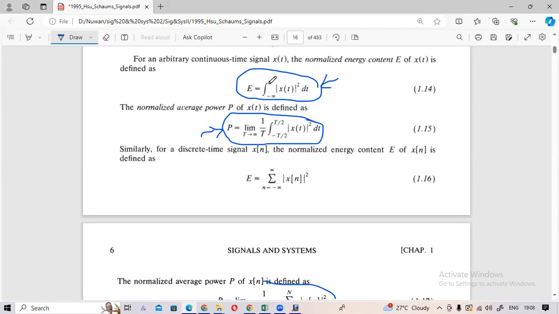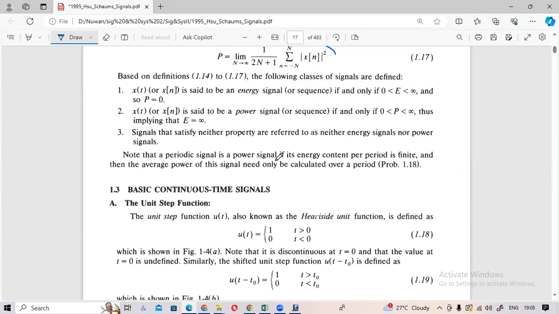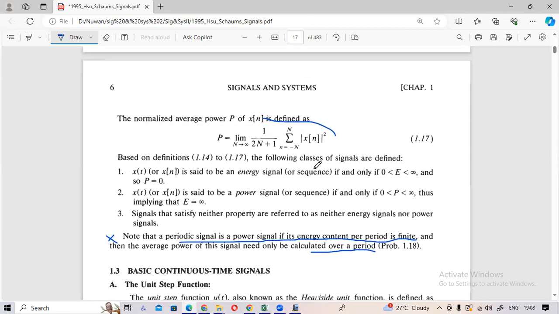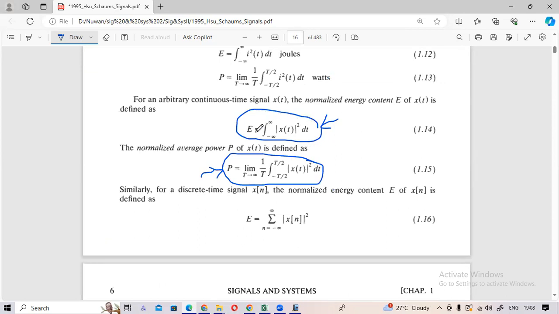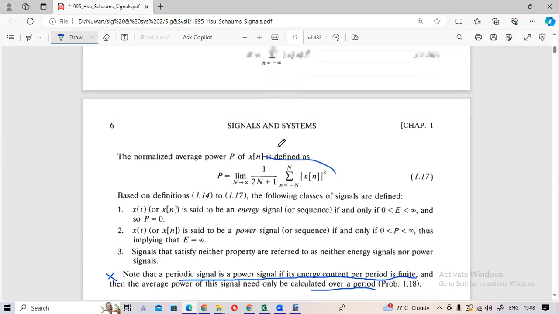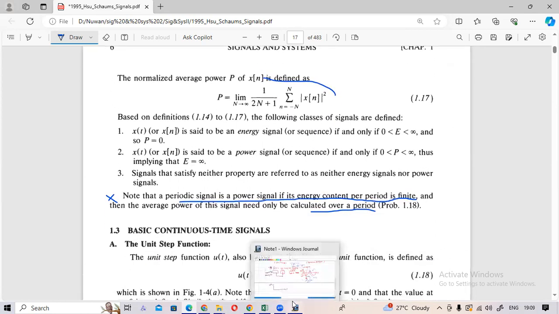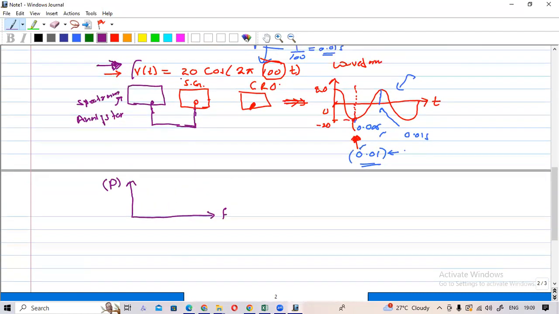So using this integration you can calculate the energy and power. Okay? And if you consider a periodic signal, note that a periodic signal is a power signal. The energy content per period is finite. And the unit power of this signal needs to be calculated only over the period. So that means if you calculate the energy of a signal over one period, you can get the power actually. So that is the concept. If you evaluate the energy of this signal over a period, you can get the power. So you can use that integration to calculate.